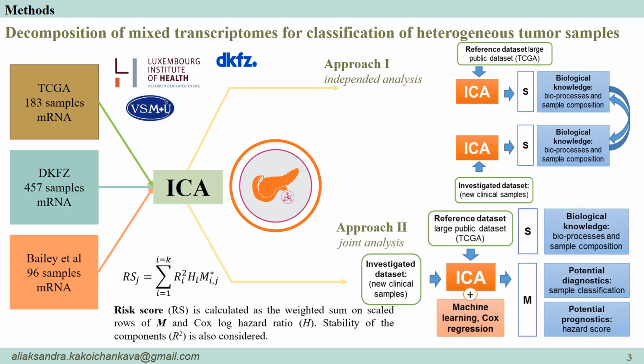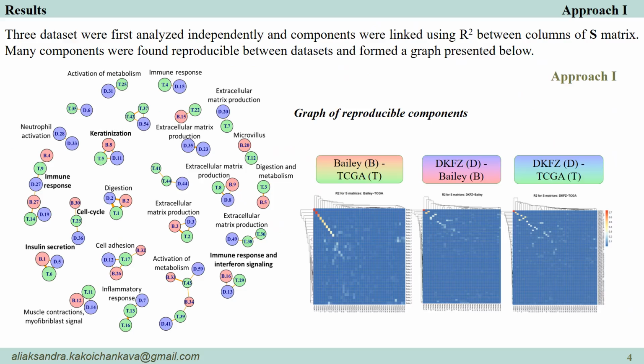Second, we combine these datasets. One is considered as training, another as testing, and we run the analysis on the joint data. Here we project the test data into a space defined by the training data. After this, we could use machine learning models trained on ICA results and the M matrix from training samples and make a prediction about testing samples.